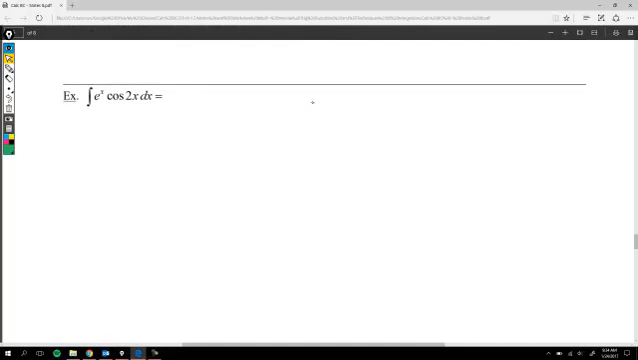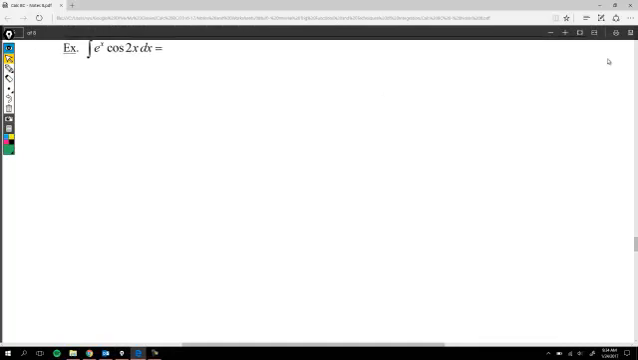Okay, now what happens if I have two transcendental functions? What I mean by that is what happens if I have two functions, neither of which the derivative goes down to 0 like I said you want? Well, if this is the case, you always let the trig function be dv.